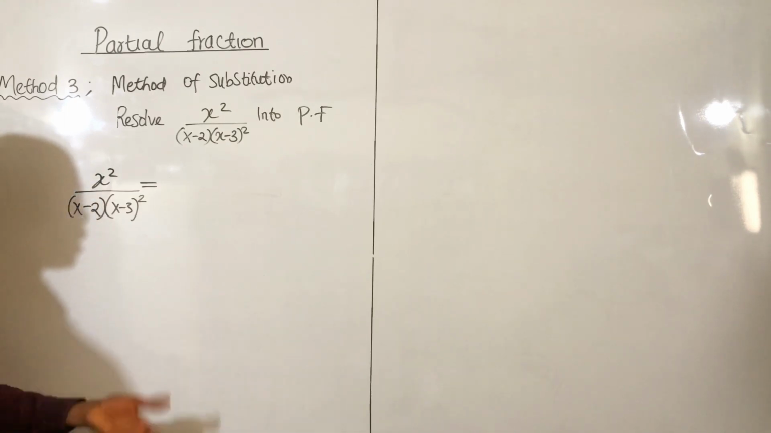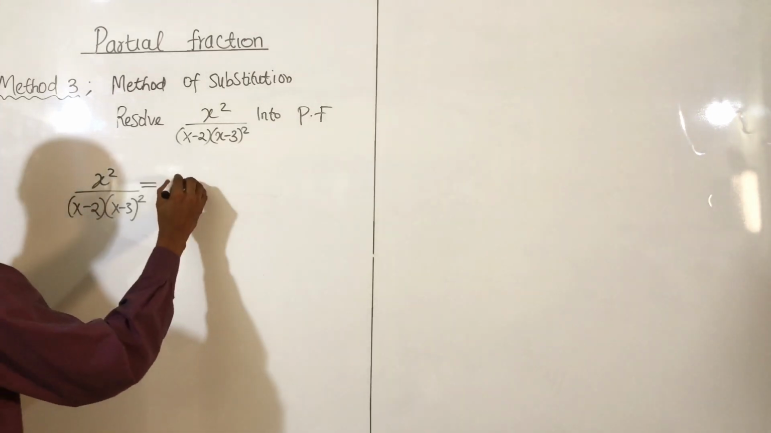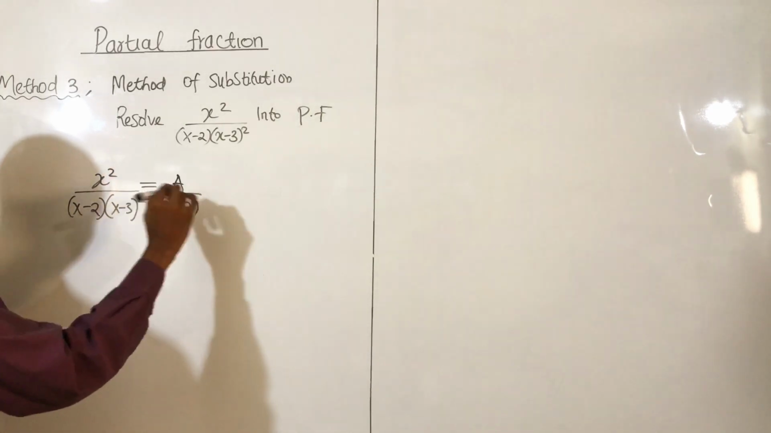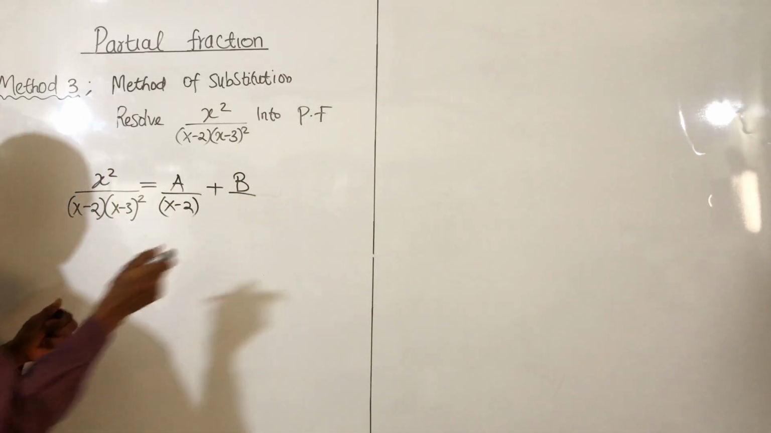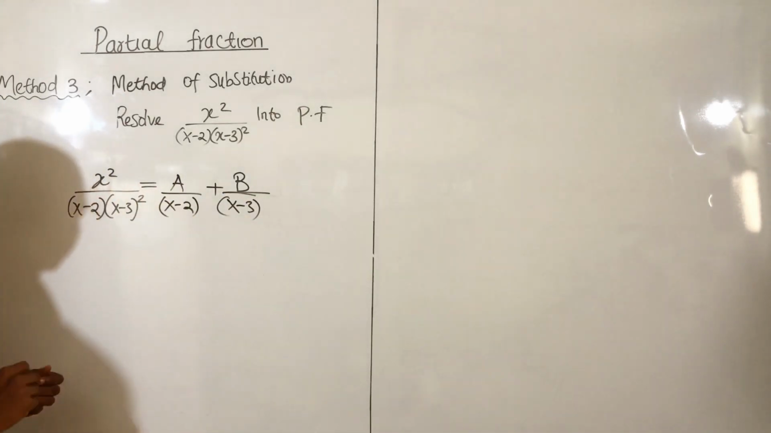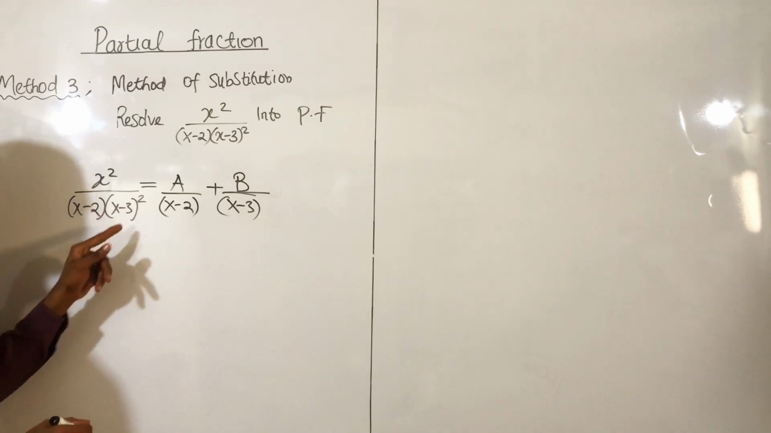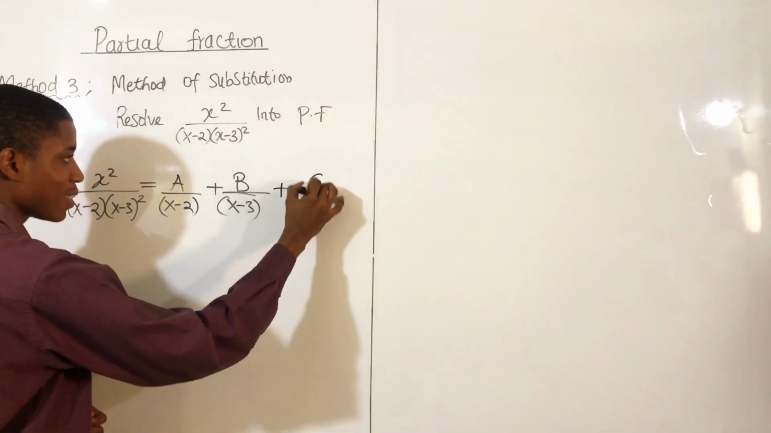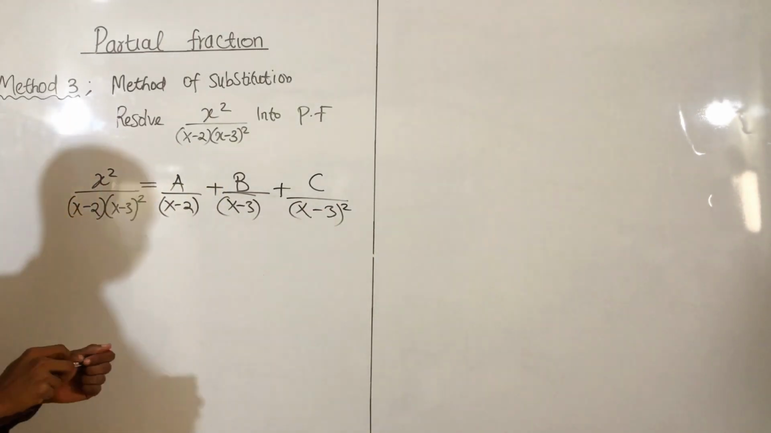Since it's called a repeated linear factor, we're going to write it like this. For the first factor, we have a over (x - 2), right? This is correct. Plus b over the first factor, which is (x - 3). But there are three factors here because we have (x - 2), (x - 3), (x - 3). That's what it means, right? But we're going to have plus c over (x - 3) all squared. That's to say, anywhere you see a repeated factor.